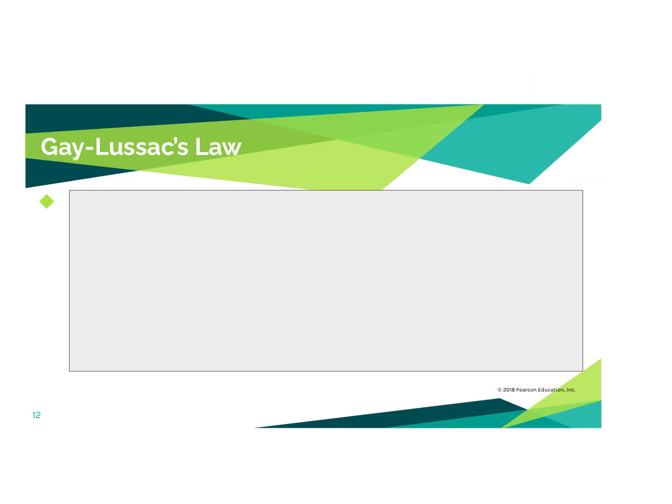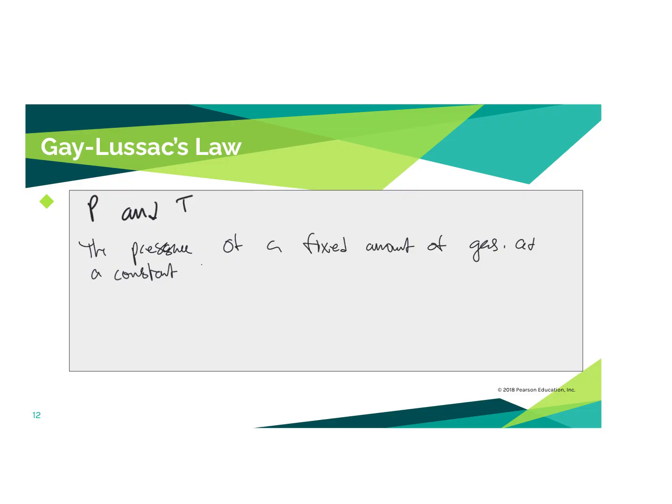The next law is Gay-Lussac's law, which relates pressure and temperature, or P and T. What this says is the pressure of a fixed amount of gas at a constant volume is proportional to the temperature.